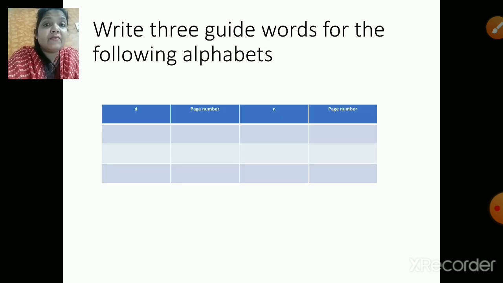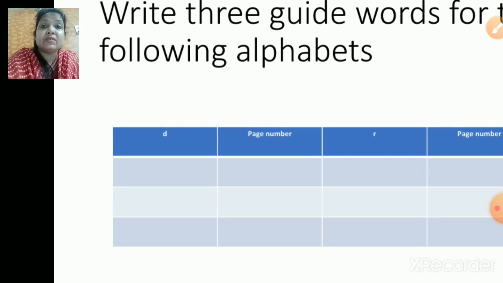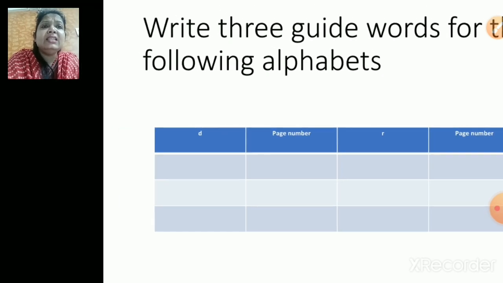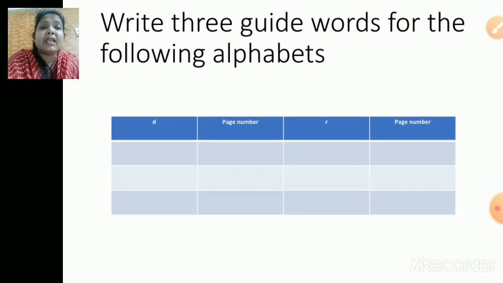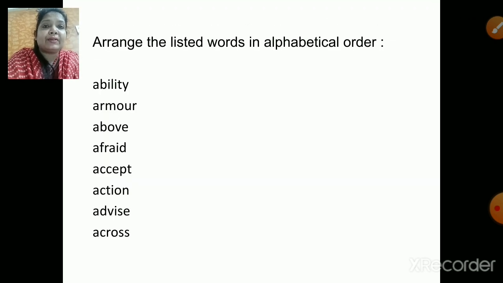Now children, we have already explained to you about guide words, right? So I'm very sure that you must be having a dictionary in your house. So you have to take the dictionary and go through the guide words, and these are the letters, D and R. So you can select any three guide words from any particular page number, and you have to mention in your book the guide words starting from D, the page number, and R and the page number, right? So you have to do this activity in your book.